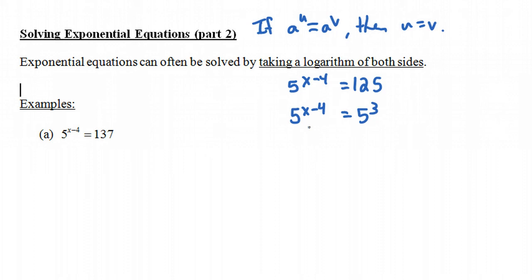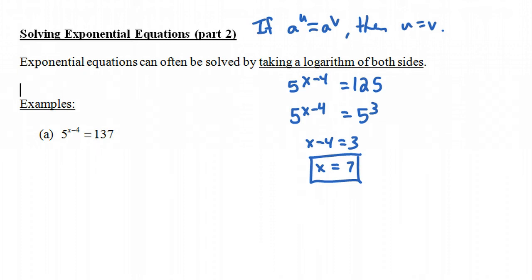But 125 works well. It's 5 cubed. And so what we can say now is that x minus 4 has to equal 3. That's what that fact tells us. And so x is equal to 7. But if we change this a little bit, we have 5 to the x minus 4 equals 137. How do we solve a problem like this?